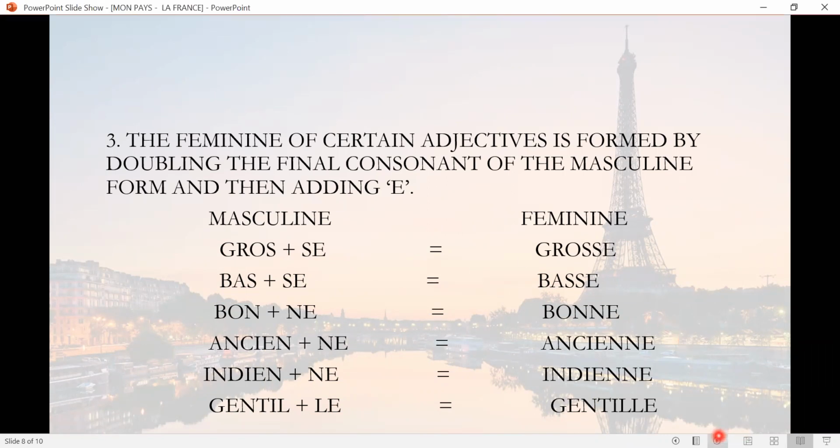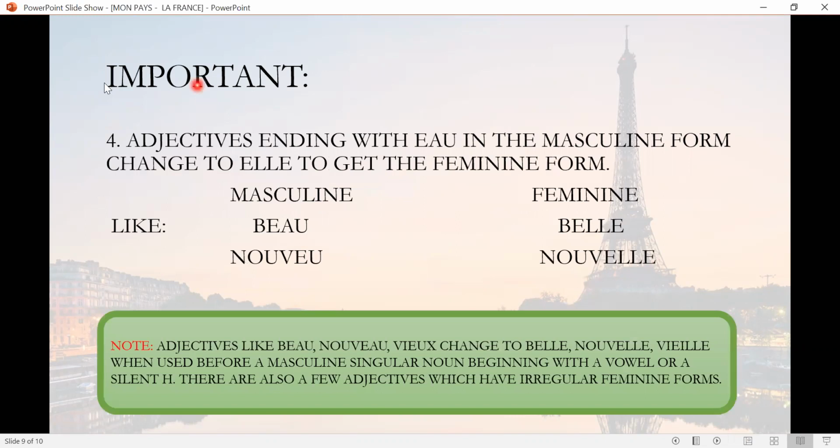Let us go to the next or the last one, which is a very important one, and it is always asked in exams. Fortunately, it is easy also. So, adjectives ending with eau in the masculine form change to elle to get the feminine form. For example, beau. So, beau means handsome, and over here, when we change it into feminine, the pronunciation and the letters will change, actually very much change when we have eau at the end.